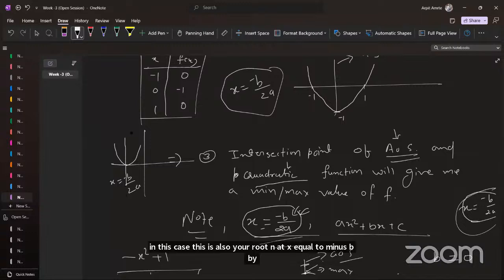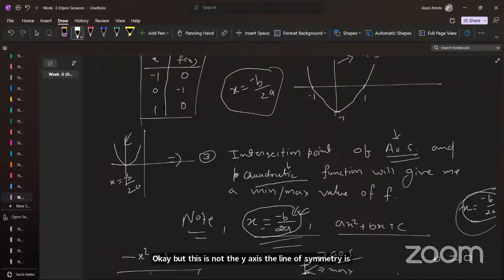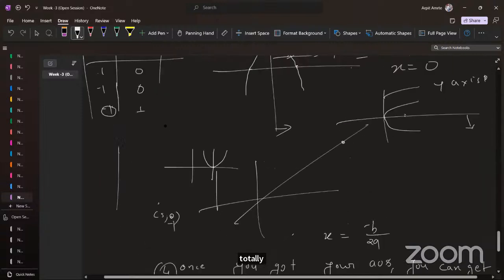But this is not the y-axis, no? The line of symmetry is totally different. That we will discuss further.